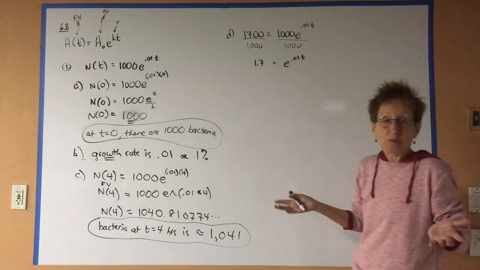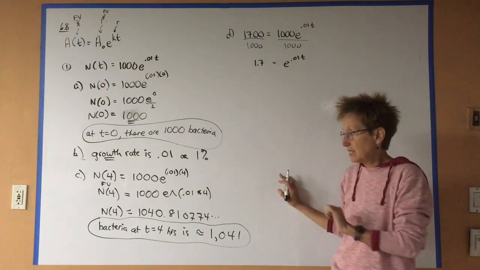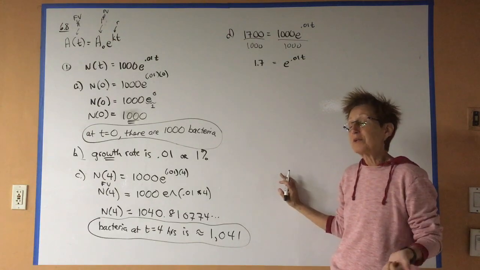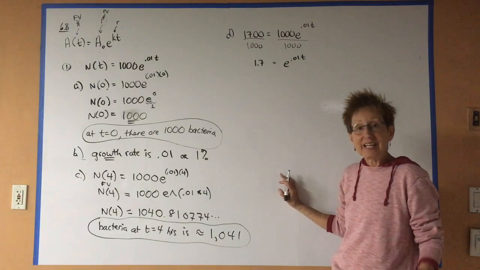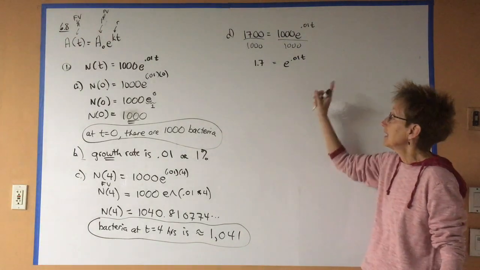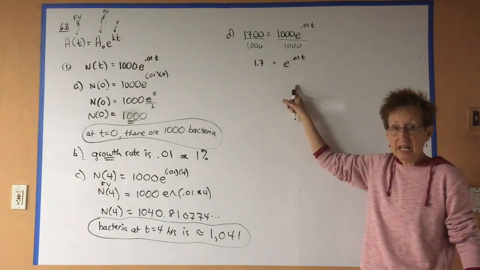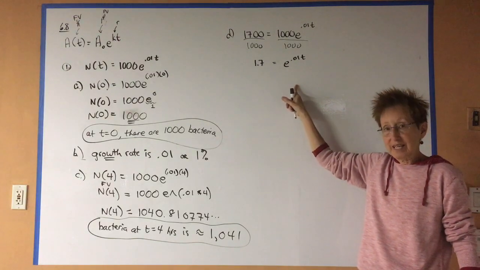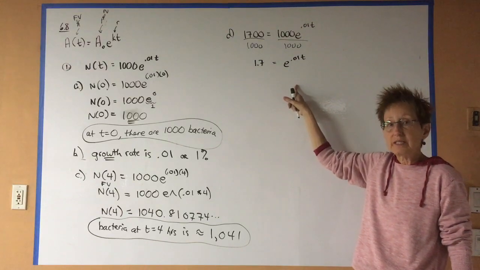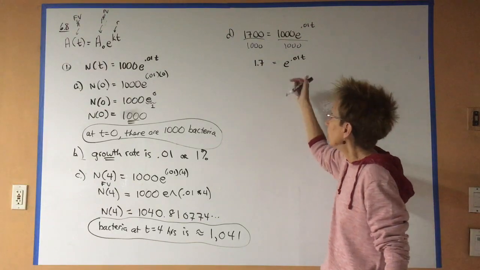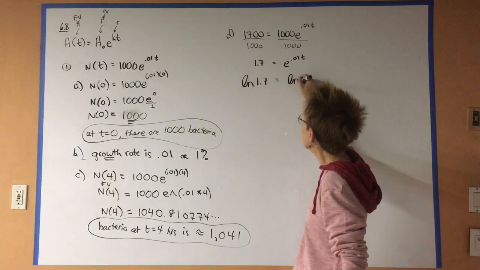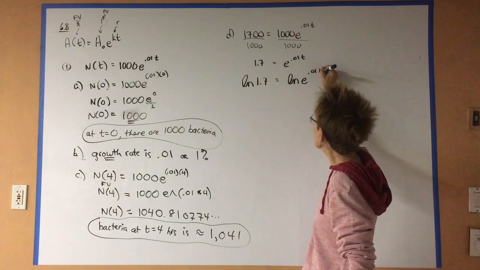What kind of a log do I want to introduce? Do I want to do log base 10 in my calculator and use that key, or would it be more to my benefit to take an ln, because it has a base of e? So again, if I see an e in my problem as a base, I will always take ln in front of each term instead of log. It'll make my life a lot easier. So I'm going to take ln of both sides. I'm going to take ln of 1.7 equals ln of e to the 0.01t.